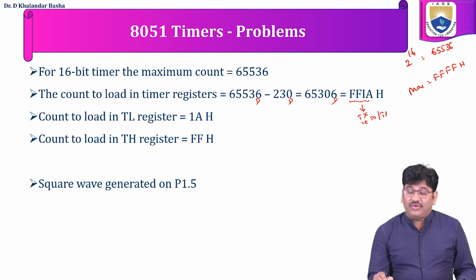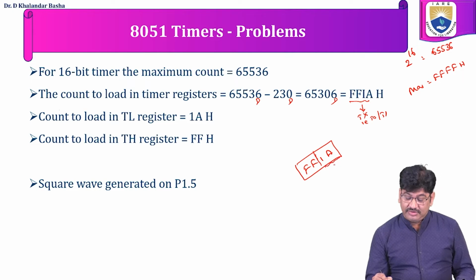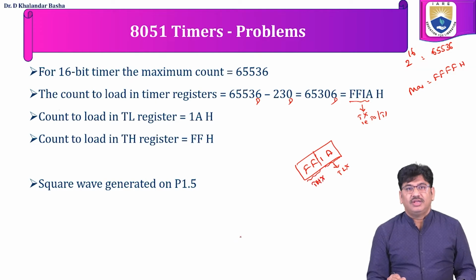So now, FF1A is a 16-bit value. Out of these 16 bits, the lower 8 bits will be passed to the TLX register. The upper bits will be passed to the THX register. So the count which we want to load into the TL register is 1AH, and the count which we want to load into the THX register is FFH. And the square wave is going to be generated on port 1 5th bit.